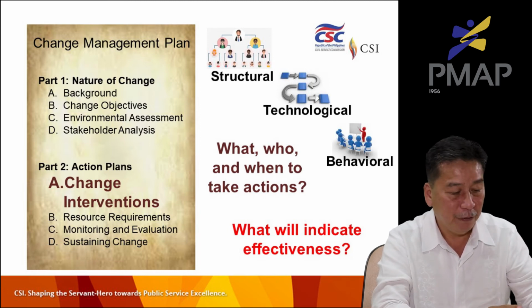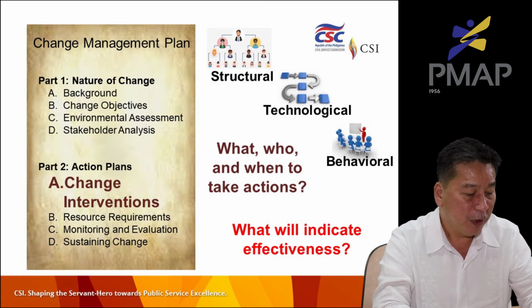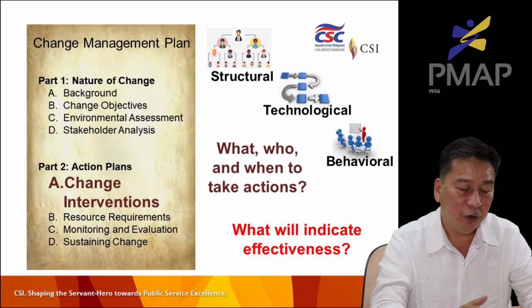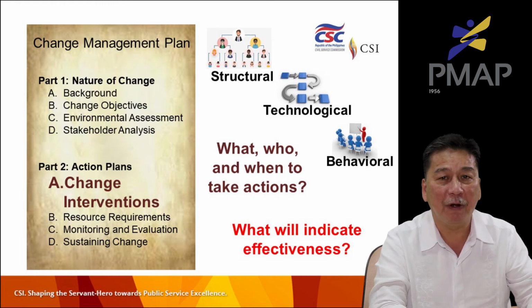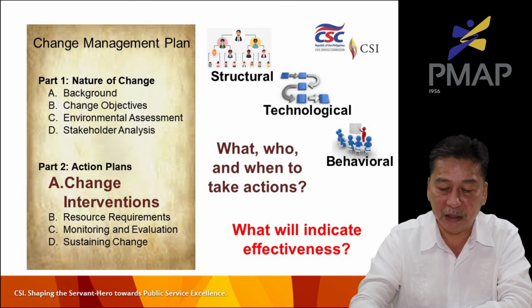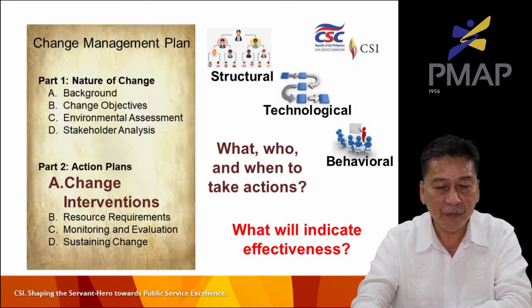We have 4 columns. One is the action. What is it that we need to do to prepare for the implementation of the change? Who will perform these actions, and when? And on the 4th column, we need to identify the success factors or success indicators so that we will know that we were able to perform these actions properly.